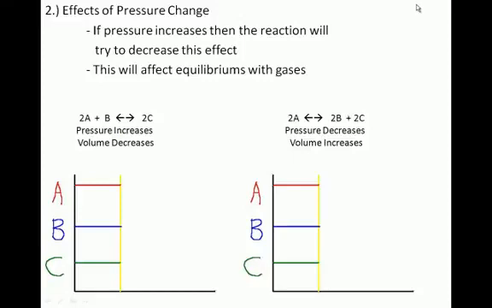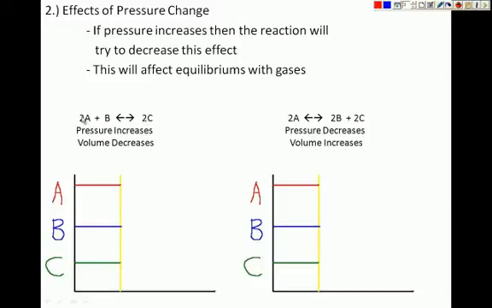Now, let's take a look at the effects of a pressure change. So, again, if pressure is increased, then the reaction will try to decrease this effect. And this gets a little bit more complicated, but what it means is that if the pressure is increased, then the reaction will try to make fewer gases in order to decrease that pressure. Now, pressure changes will only affect equilibriums with gases, which is very, very important.